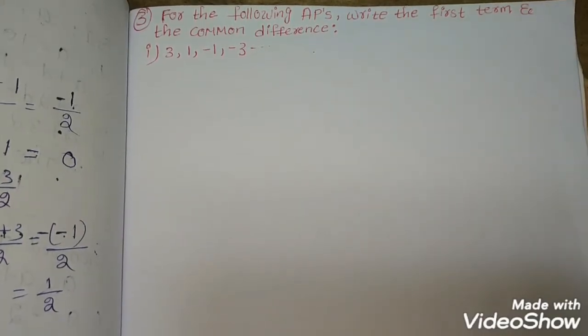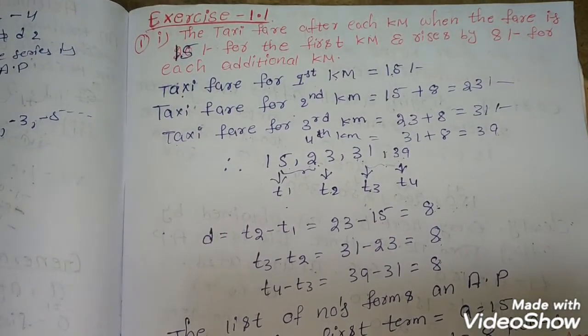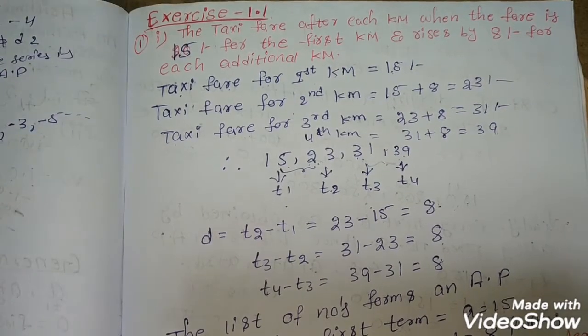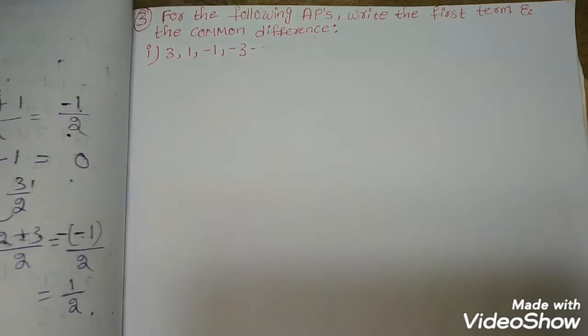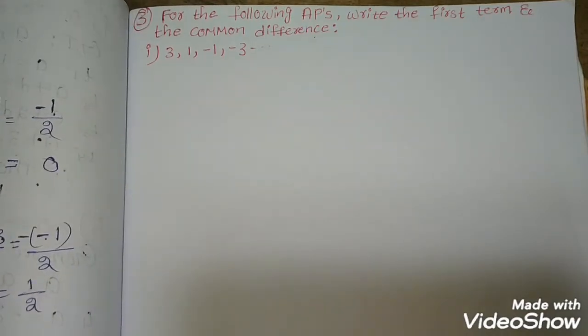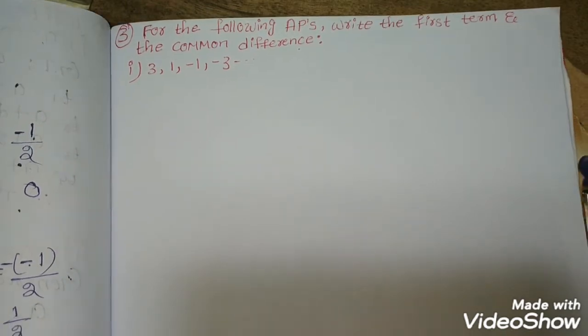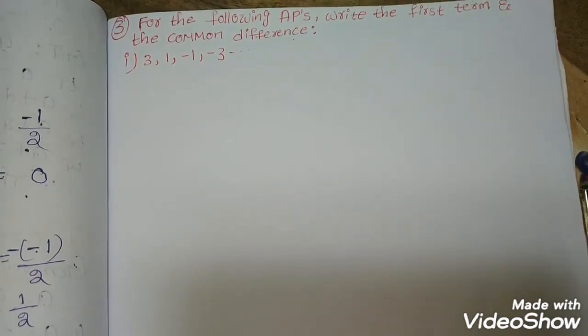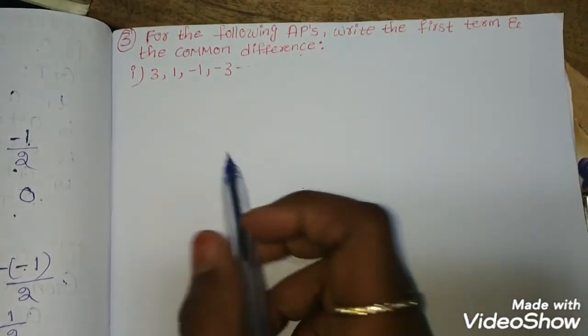So last class we discussed the arithmetic progression introduction, and we also completed exercise 1.1, the first question and the second question. Now we are going to discuss question number 3. That is, for the following arithmetic progression, write the first term and the common difference. We just have to write the first term of this series and what the common difference of the series is.